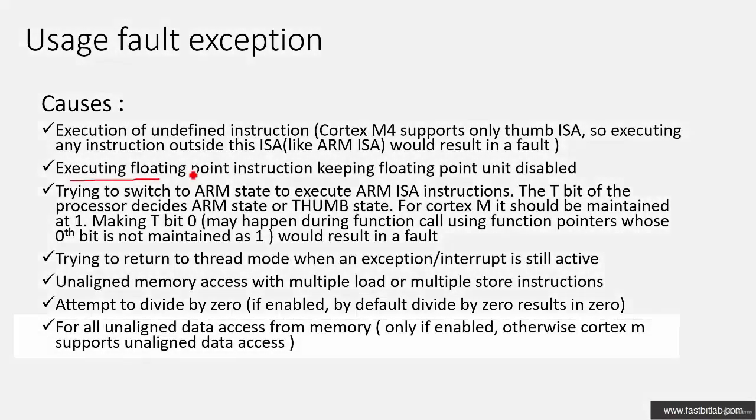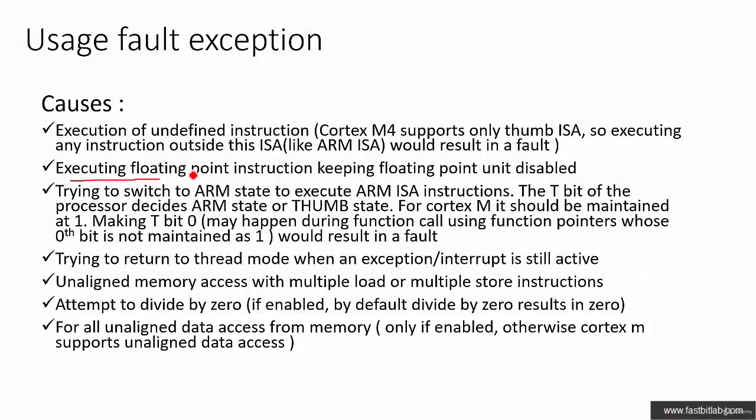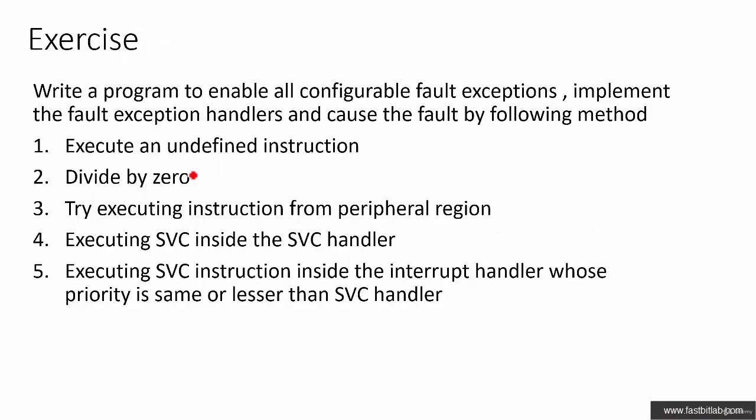Then, all unaligned data access from memory. Again, this is true only if the unaligned data access trap is enabled. Otherwise, Cortex M supports unaligned data access. If you enable the unaligned data access trap, and if there is any unaligned data access attempt, that would result in a usage fault exception. These are some of the reasons why usage fault exception triggers.